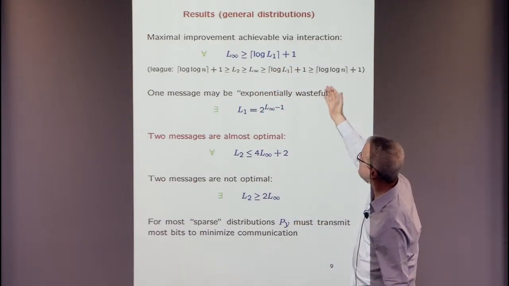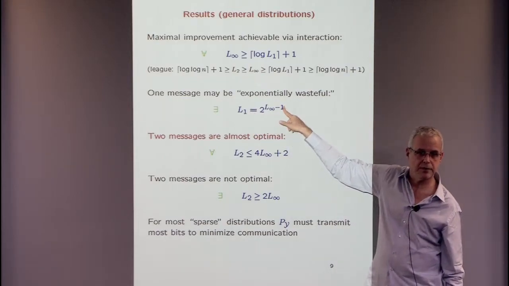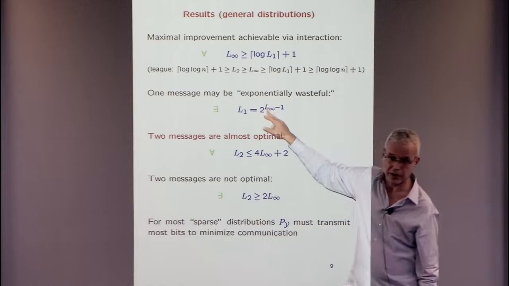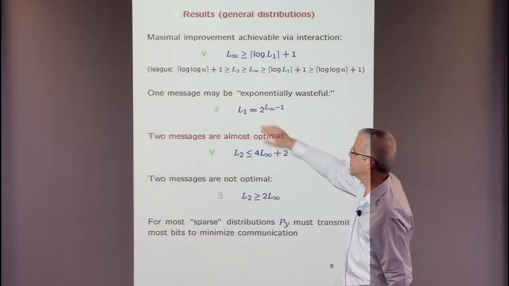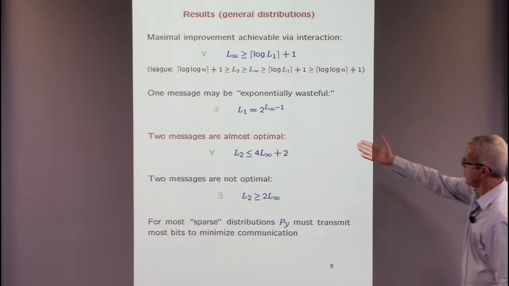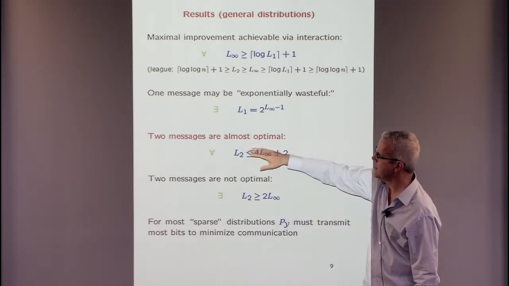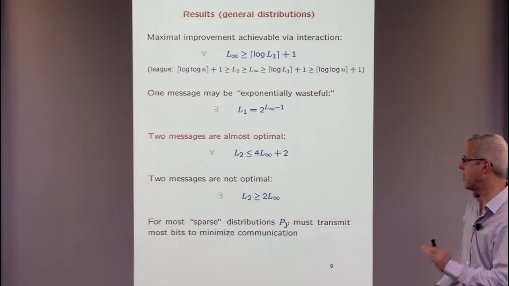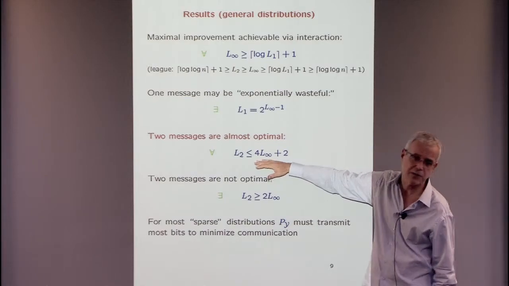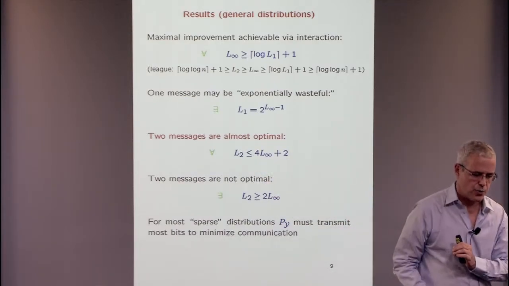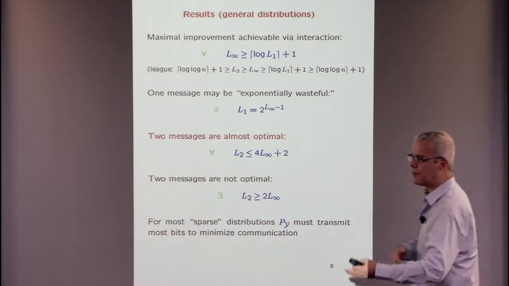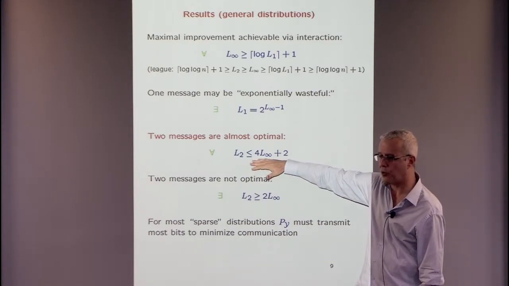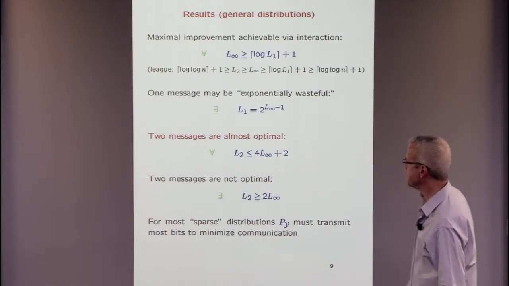So for example, for the leak case, L1 is 2 to the L infinity minus 1. This was log n, this was log n. It's exponentially, if you insist on a single message, you might require exponentially more bits. There are some problems for which this is true. Okay. However, one of the interesting results here says that 2 messages are almost optimal. If you allow 2 messages, you're almost always at most 4 times away from the optimal. So there's no pointer jumping or pointer chasing or any pointer stuff that you can be arbitrarily off after 2 messages, so you're within a factor of 4 for all these problems, all communication problems.